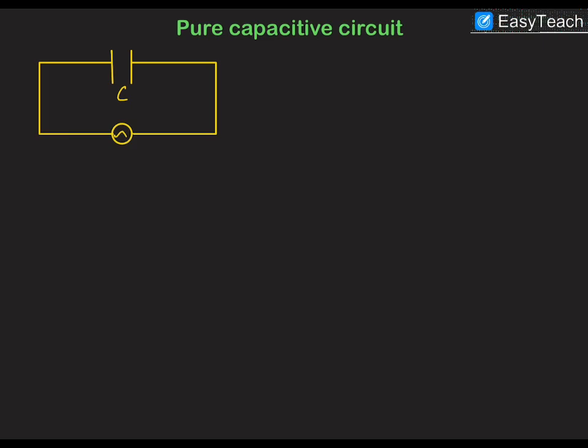In this video, we are going to discuss the pure capacitive circuit. You can see that this is a circuit which contains a pure capacitance and an alternating voltage source. Let us name this source as V equals V naught sine omega t. This is an alternating voltage source and a current I is flowing in the circuit.